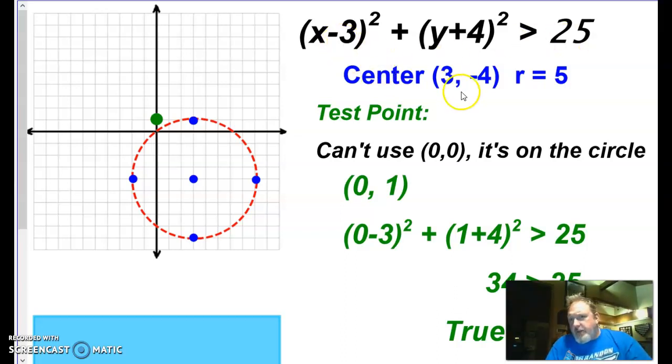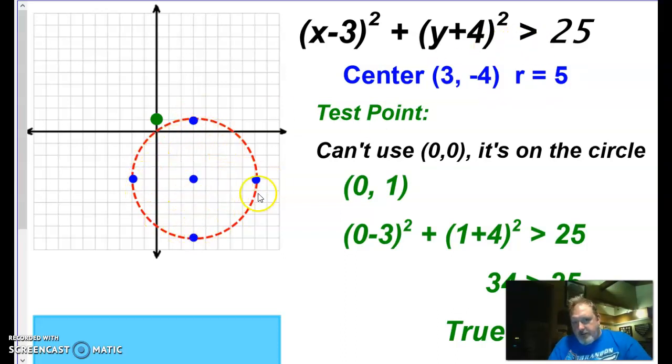So for the center point here, remember your center point is always the opposite of what's in your parentheses for a circle. So our center is at (3, -4). Our radius is 5. So I graphed my center point right here, and I went 5 to both the left and the right, and 5 up and down. There's no equal to here, so be careful.